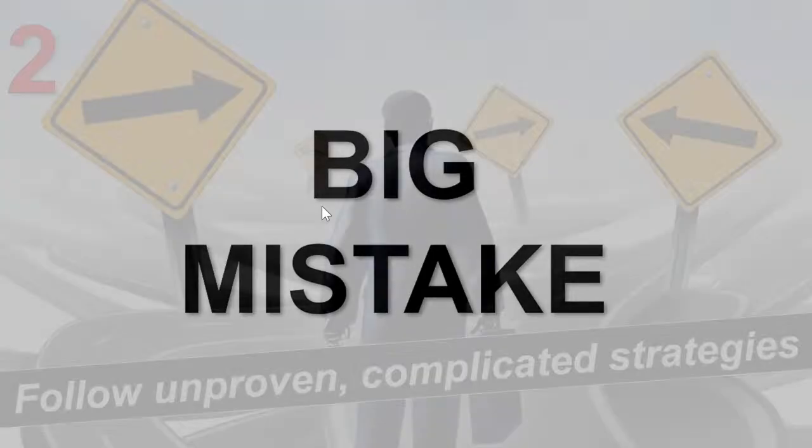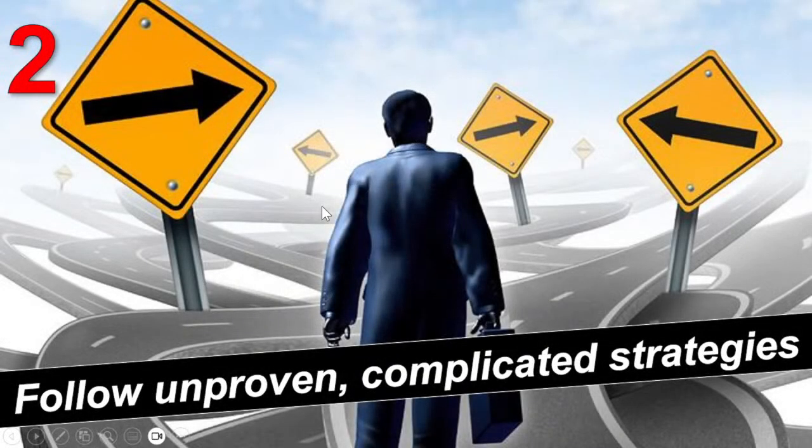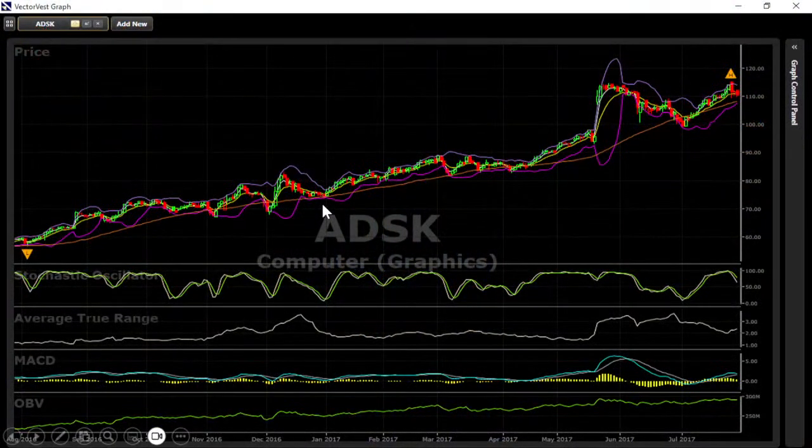There is a big mistake, though, that traders make when first starting to implement short-term trading systems. They follow unproven, complicated strategies. They feel like they need to throw on 6 different technical indicators and 4 different types of moving averages to help identify entries and exits. For some reason, new traders who are just starting out trading this way find value in complexity.